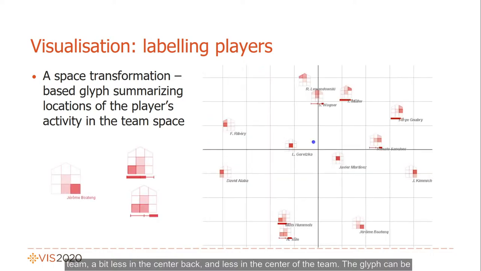The glyph can be extended by a temporal component that allows us to see how much time a player spent on the pitch. So we can observe that one player was substituted by another. And these glyphs may be located on the pitch or in the team space, showing the relative positions of the players in the team.